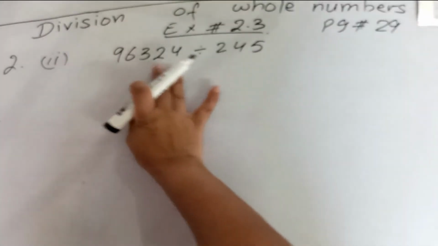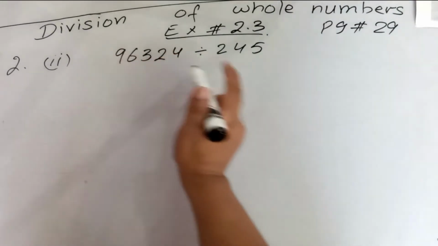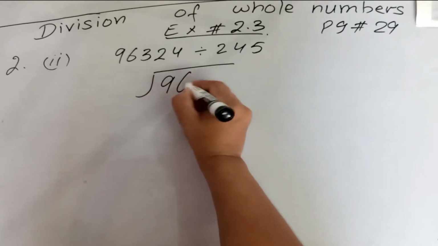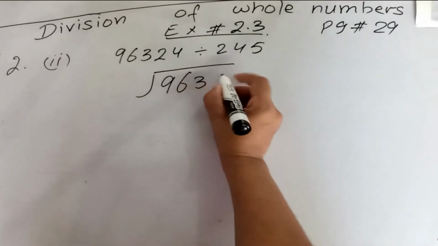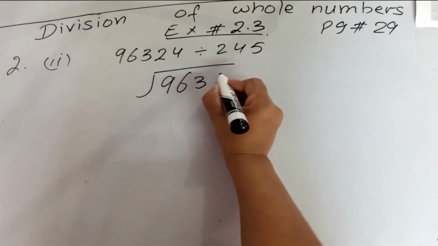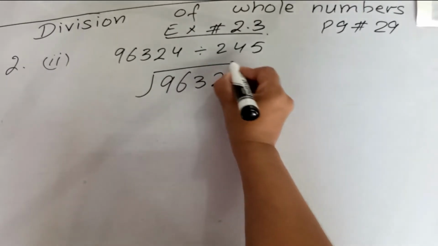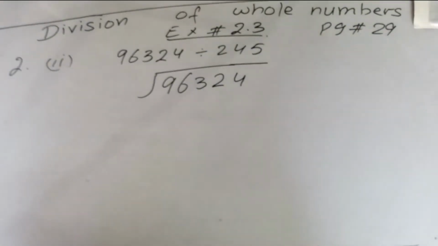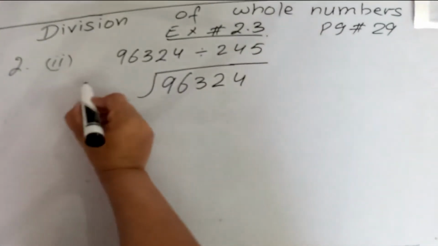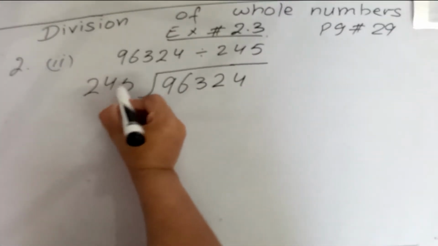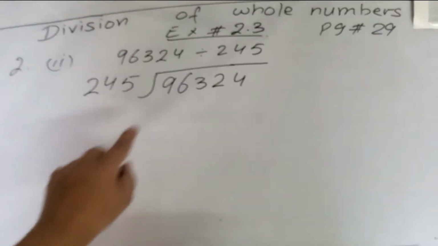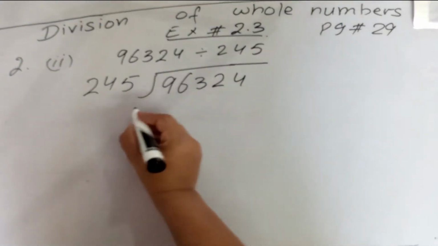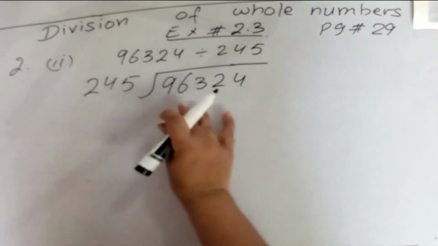As you know, this is divided by this value. The first value will be written inside and the second value will be written outside. This is called the dividend and this is called the divisor. Okay. Now first of all we have to solve this.